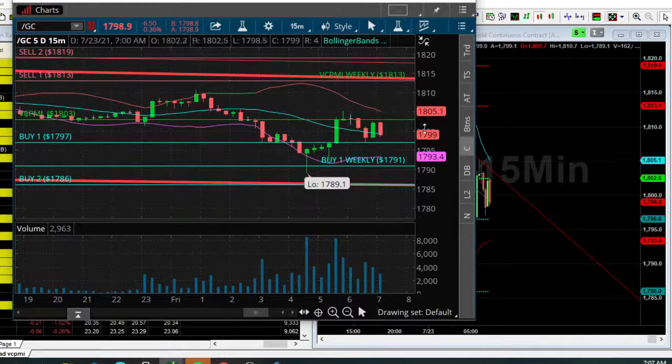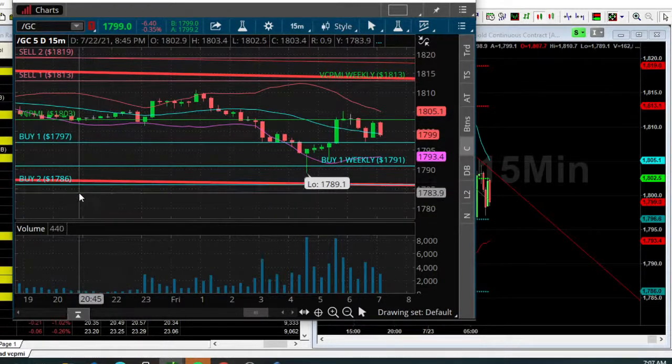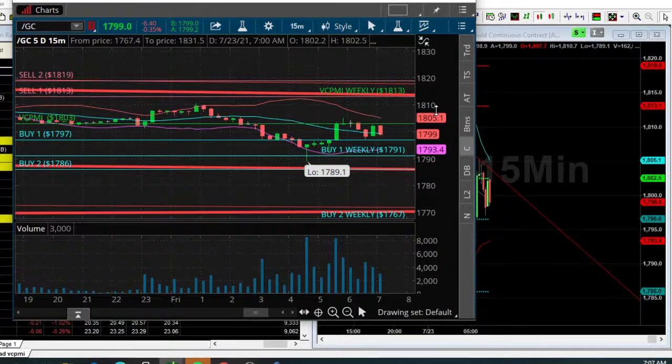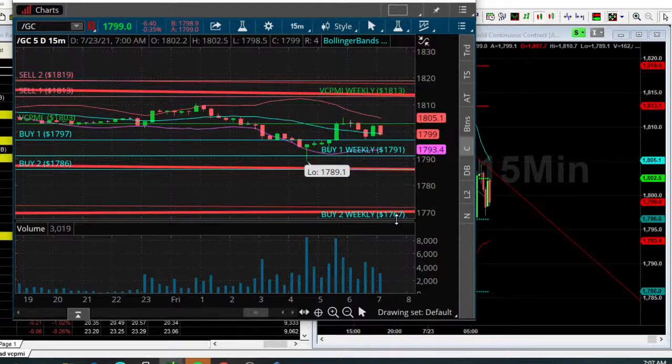And if we break, let's say, that 1791 level, again, on the weekly, you're looking at the daily below of 1786, and the buy two weekly still is at 1767, obviously for the remainder of this week until we come into next week.